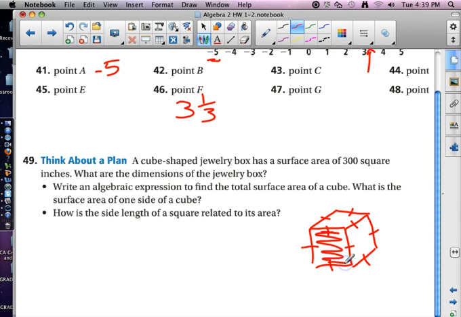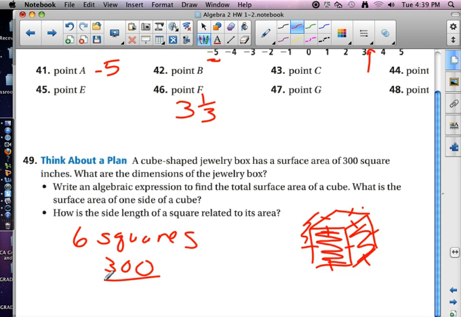Well, we have our front, and then there would be one in back. We have a right and a left side, and a top and a bottom. So there are actually 6 squares that make up that surface area of 300 square inches. So if we take 300 and we divide that by our 6 squares, we're going to get 50 square inches for each of those squares that are sides of this cube.